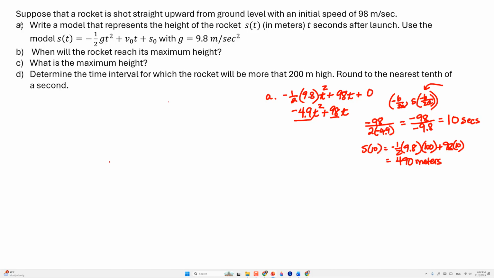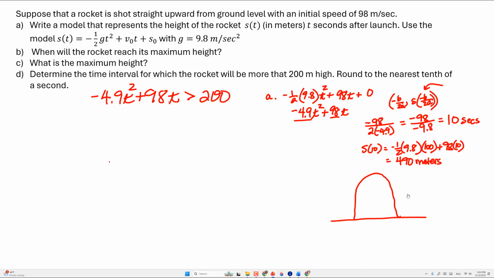Okay, so D says determine the time interval for which the rocket will be more than 200 meters high, round to the nearest tenth of a second. So we have a quadratic inequality now. We are trying to figure out when our function, negative 4.9 t squared plus 98t, is greater than 200. And so what we want to do is find out when the function equals 200 to start with, because if we think about it, we've got this rocket, it goes up, and it reaches its maximum at 490 meters, and then it comes down. So up and then down.